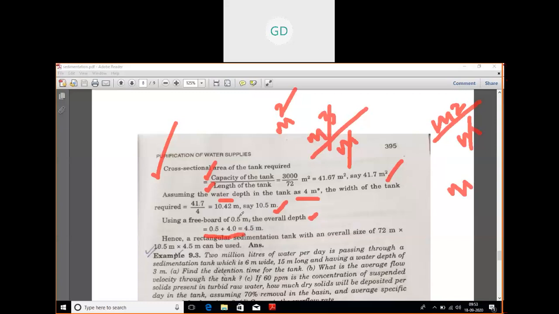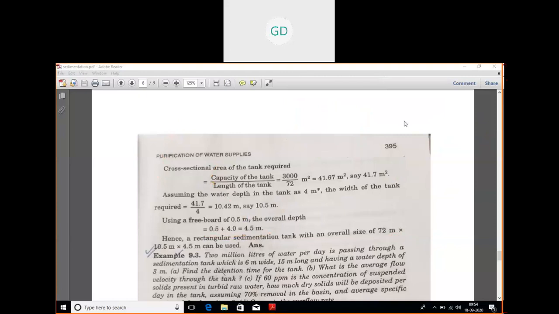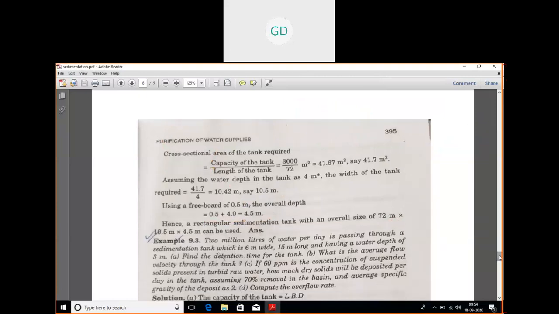Here they are taking it to be 0.5, and they are adding it to the depth of water which they have assumed, that is 4 meter. So the total, they have got it to be 4.5 meter. Now they have got a rectangular sedimentation tank whose sizes are 72 meter length, 10.5 meter width, and 4.5 meter required depth of the tank. For now you can take a screenshot, or if you're writing, then you can write.